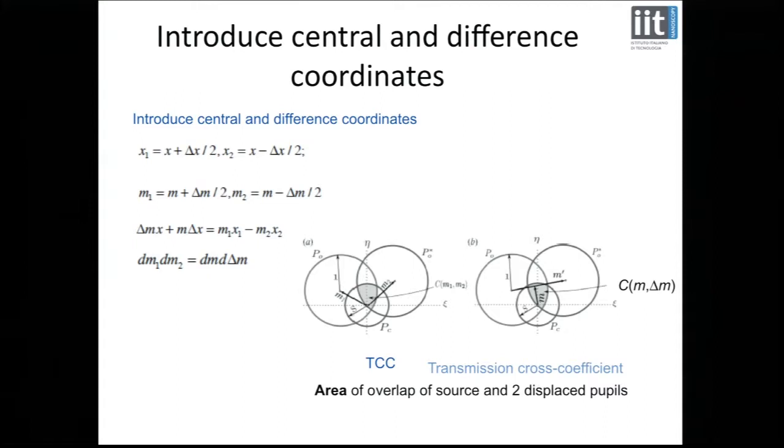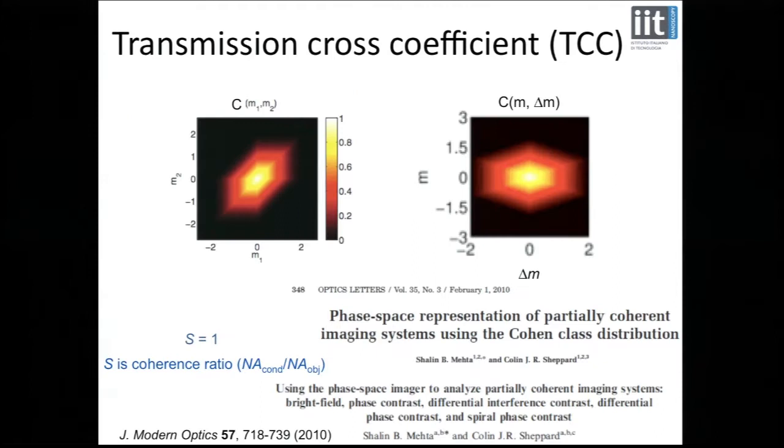to simplify things, it turns out you can simplify things by introducing what we call central and difference coordinates. So we've got M1 and M2, and we look at the sums, M1 plus M2 and M1 minus M2, and similarly for distances. And if you introduce these new coordinates, the effect it has is to rotate this transmission cross coefficient so that it looks like this now. It turns out that this thing here has a lot of meaning in terms of these phase space type quantities like the Wigner distribution function.